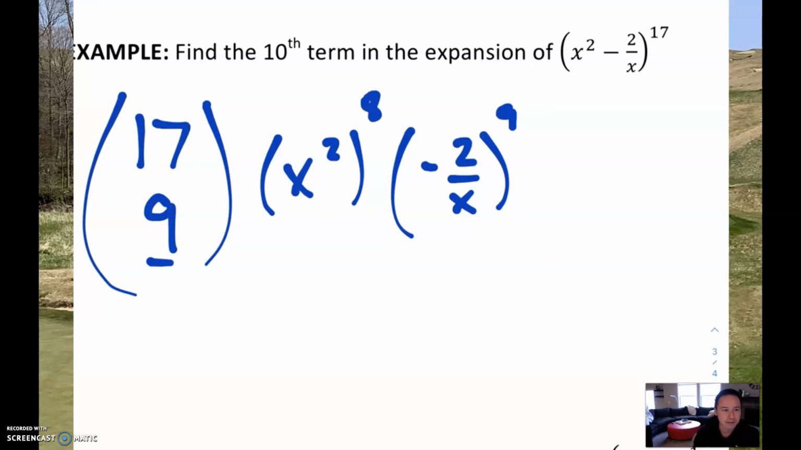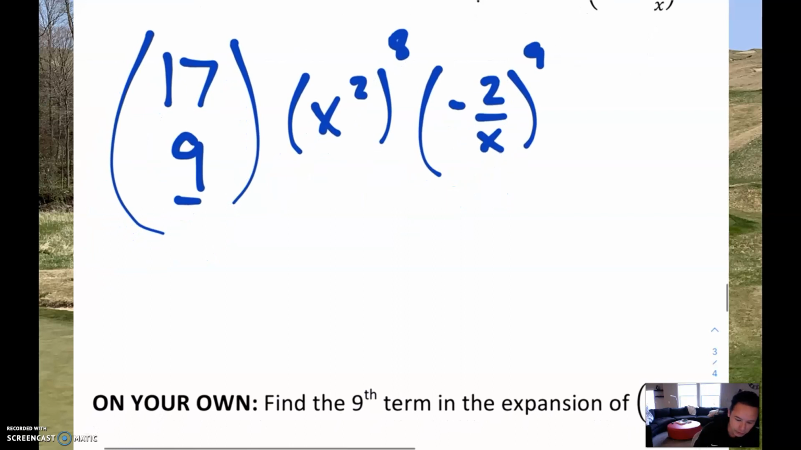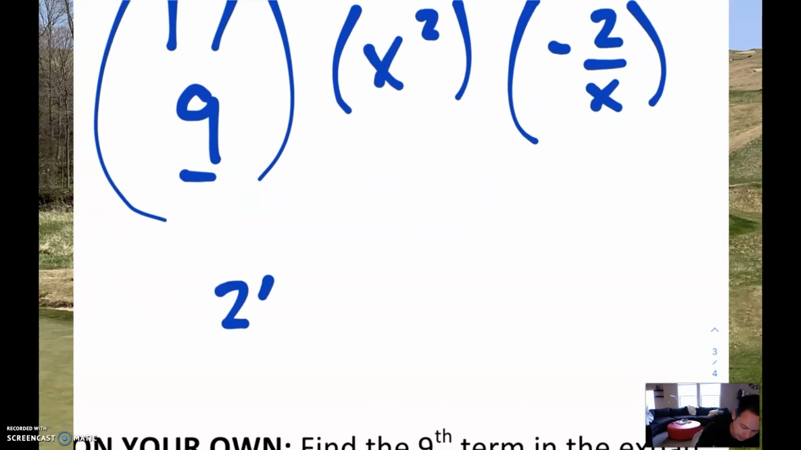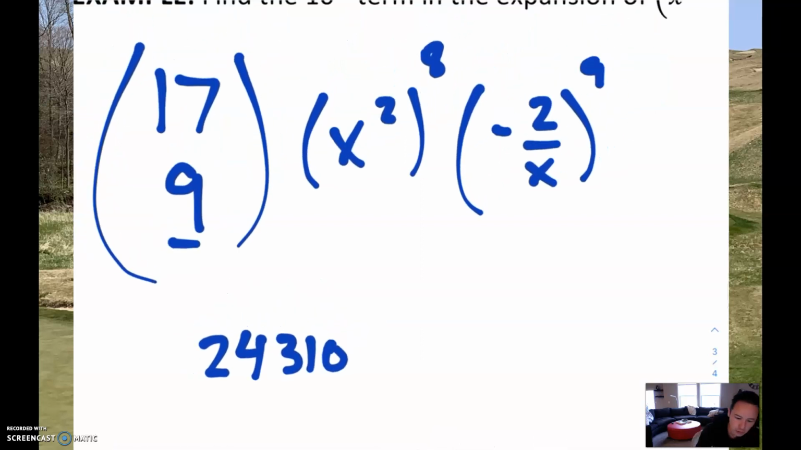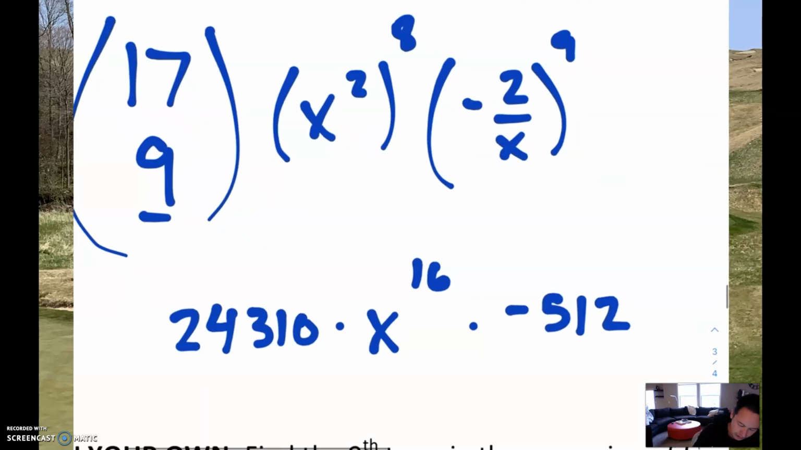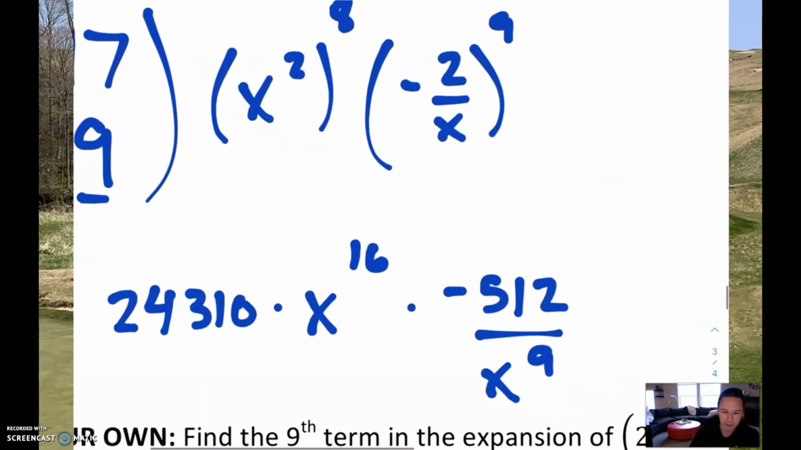And then it's just a matter of simplifying. So 17 choose 9 is 24,310. If we have x squared to the 8th power, that becomes x to the 16th power. And if we have negative 2 to the 9th, that becomes a negative 512. And on the bottom, it will be over x to the 9th power.